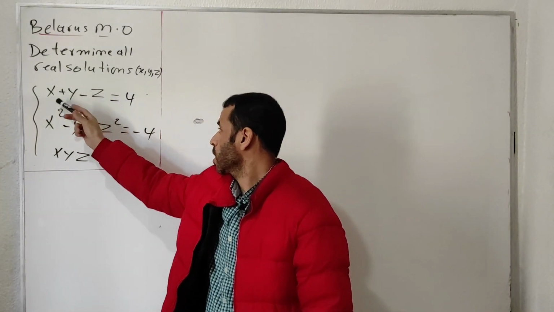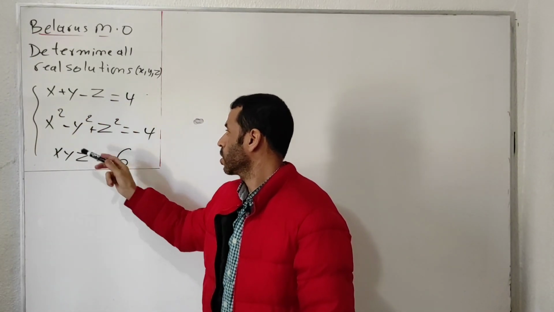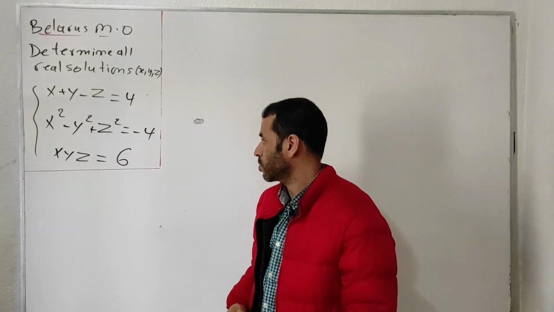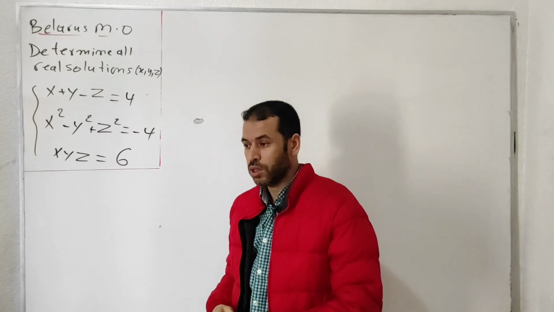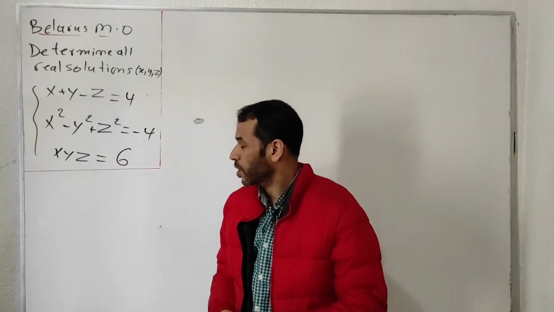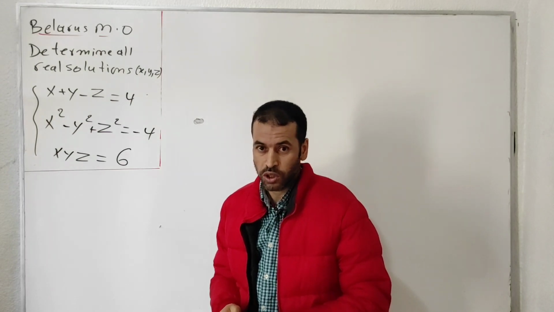We have x plus y minus z equals 4. The second equation, we have x squared minus y squared plus z squared equals minus 4. The third and last equation, the product of these variables, xyz, equals 6. Okay? In fact, this is a very nice and interesting equation system to work on.